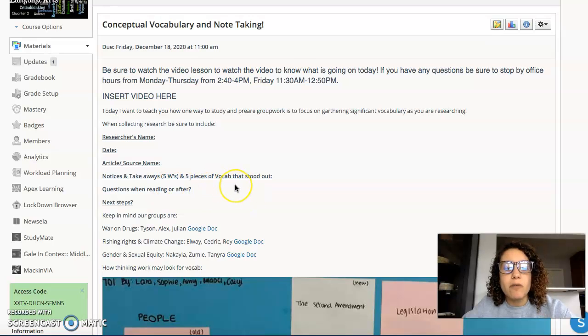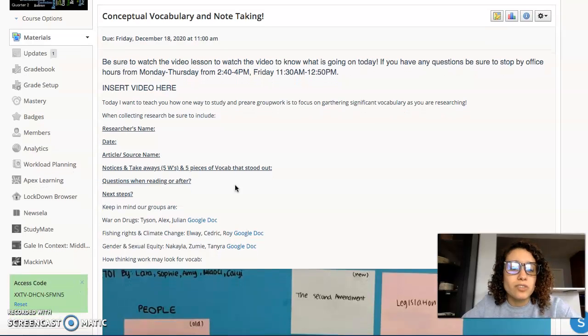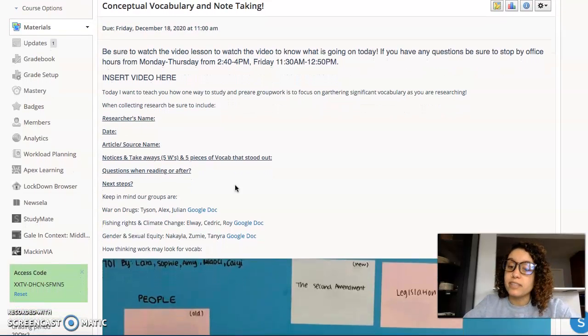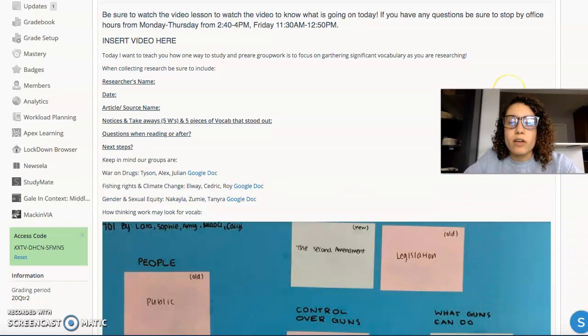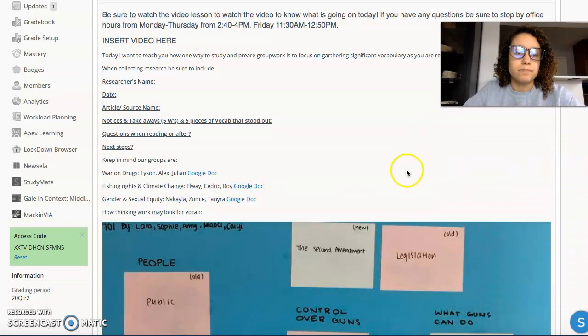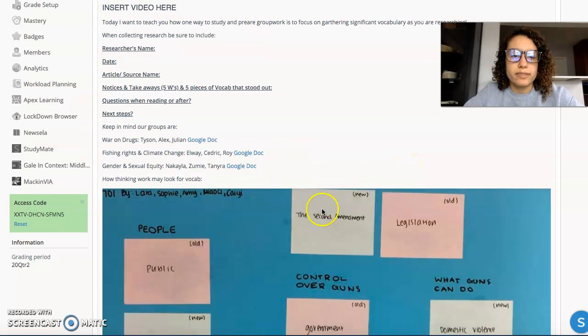Then on Wednesday, I really want you to focus on 5 vocabulary words. If you want to do 2 or 3 words, that's totally fine. But I just want to make sure by the end of this week, I have at least 5 vocab words for each group member. So hint, the earlier you do this, the easier it might be for you. That's just something to think about when you want to do this.